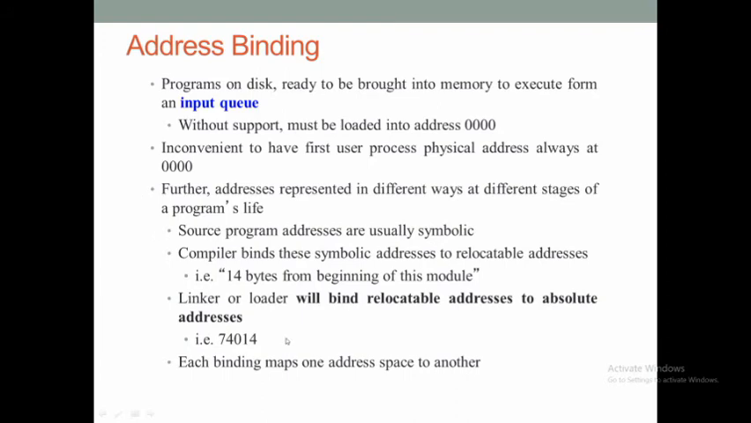So we have two types of addresses. Absolute address is nothing but the actual address where the program is going to be loaded in the computer's memory.